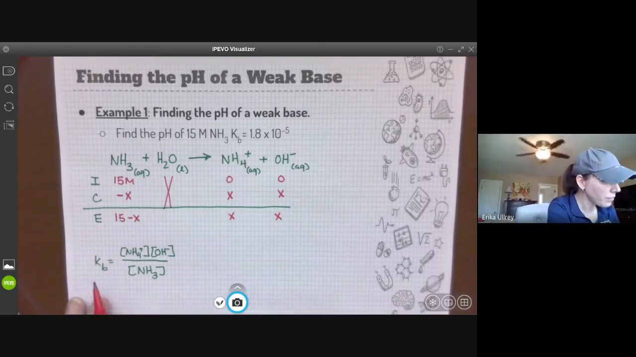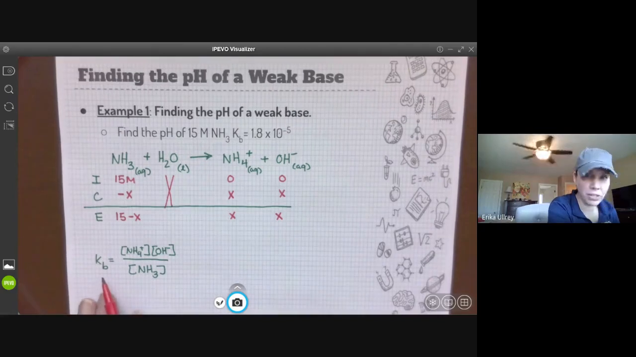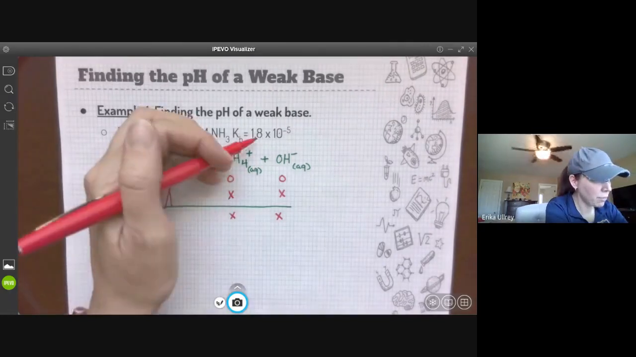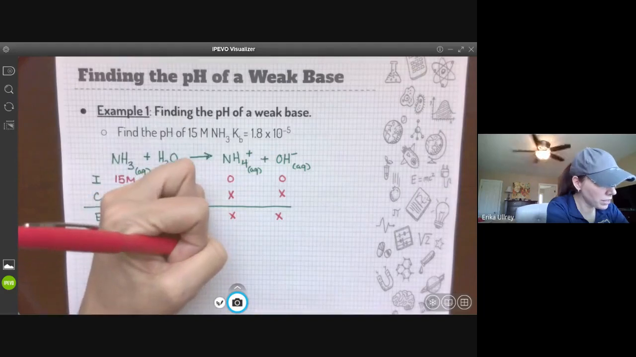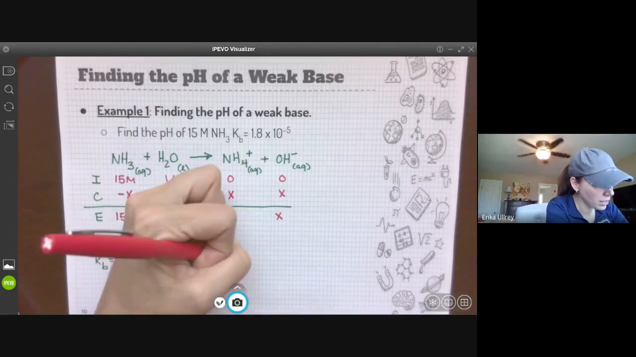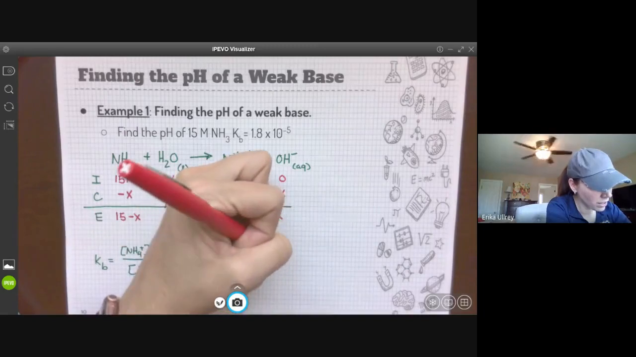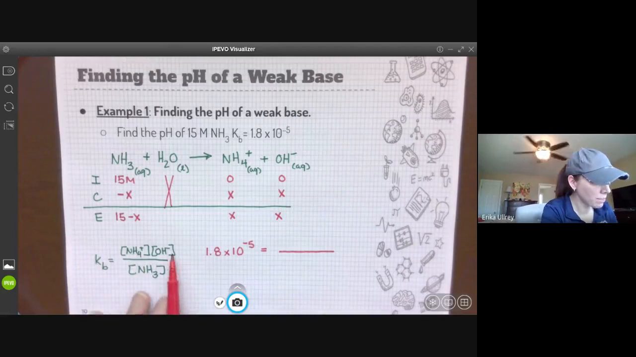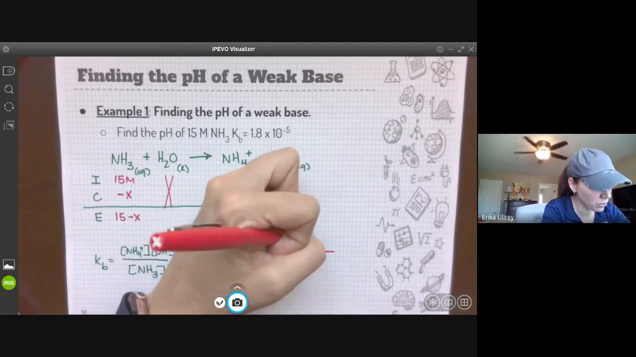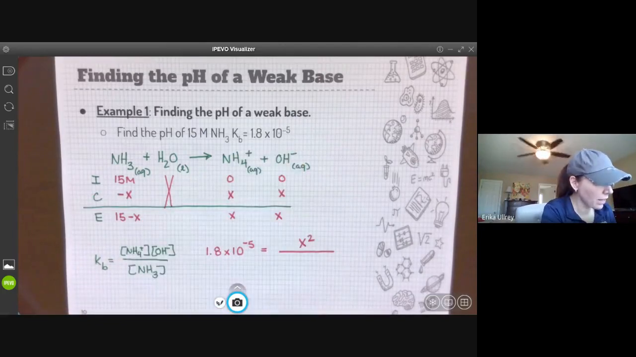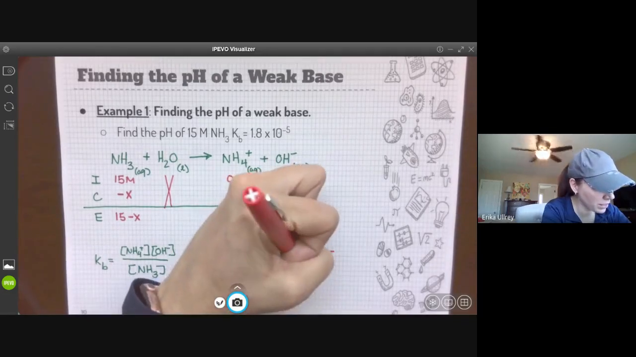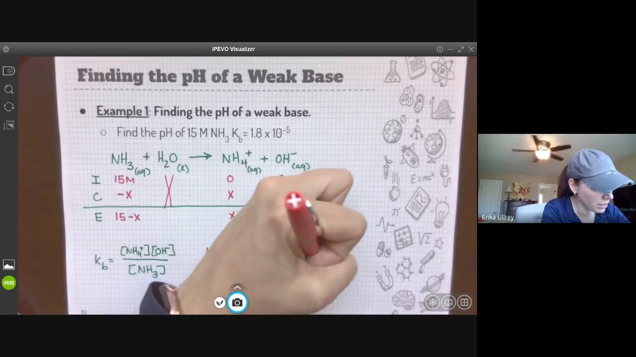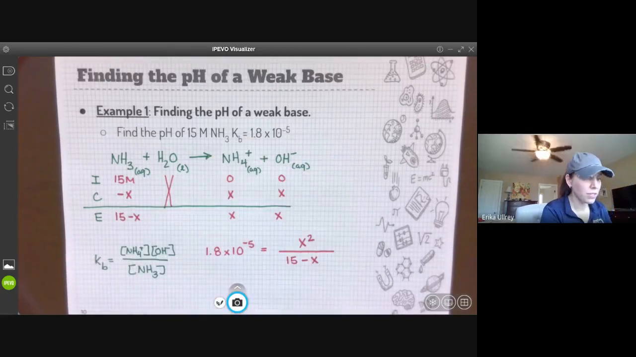So Connor set up our equilibrium expression for us. And KB we have up above here is 1.8 times 10 to the negative 5th. And then we are going to set that over X times X, which would be X squared. Okay. And then over our concentration of NH3, which is going to be 15 minus X. Okay, so now we have that set up. So what's the next thing we have to do though, Drew?